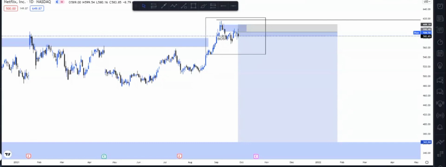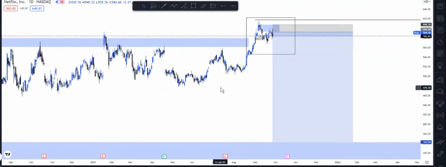And distribution phase: preliminary supply, buying climax, automatic reaction, secondary test, sign of weakness, UT, which is the upthrust, the UTAD, upthrust after distribution, then the test, the last point of supply, then sign of weakness. So this is just it. Just go through it. Make sure you read every single thing. And don't worry, I'll be dropping videos on Wyckoff and many other things.